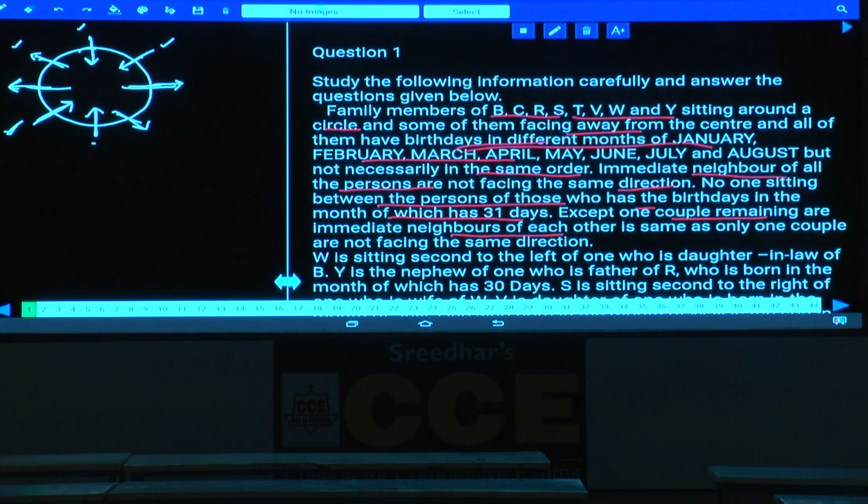Now, if you have 4 couples, except one couple, the remaining 3 couples, meaning 6 persons, are seated together. If there are 3 couples, then 4 persons, that means 2 couples are adjacent to each other, and the remaining 2 are not adjacent. Then 1 couple are not facing the same direction. Remaining are immediate neighbors of each other is the same as only 1 couple not facing the same direction. Now, among these, 2 couples are facing the same direction, 1 will be away, and so on. Clear now? Then coming to condition number 1.